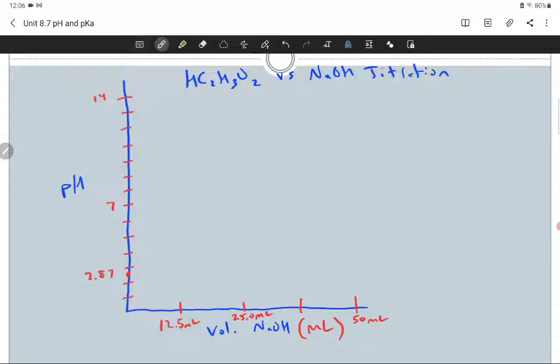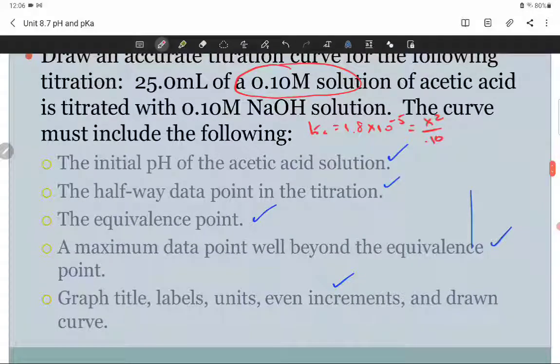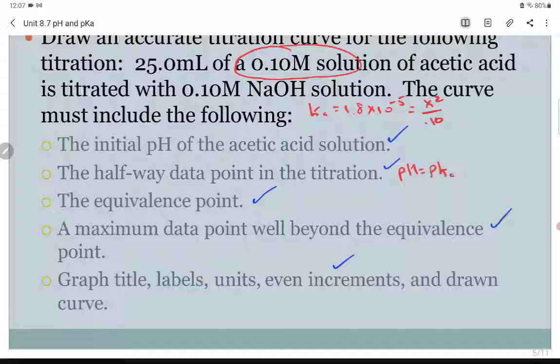Okay, so then our second point, the halfway point. If you remember, pH equals the pKa at the halfway point. The reason being is because we produced A minus and we had HA left over, and those two are identical amounts at the halfway point. So if you divide those two numbers, you'll get 1. The log of 1 is 0, so that just wipes all that out. So pH equals pKa.